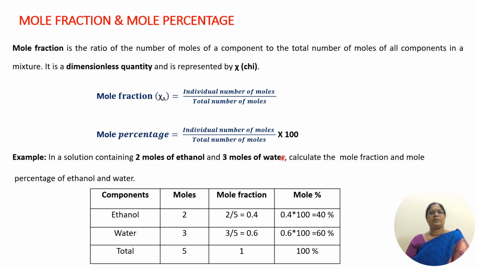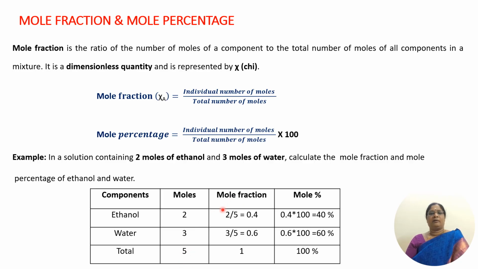So let us solve a simple problem regarding mole fraction and mole percentage. In a solution containing 2 moles of ethanol and 3 moles of water, calculate the mole fraction and mole percentage of ethanol and water. Let us frame a table so that it would be easy for us to do the calculations. First, let us write down the components in the given problem. The two components given in the problem are ethanol and water. For ethanol, the number of moles is 2 and for water it is 3. First let us make the total. 2 plus 3 is equal to 5.